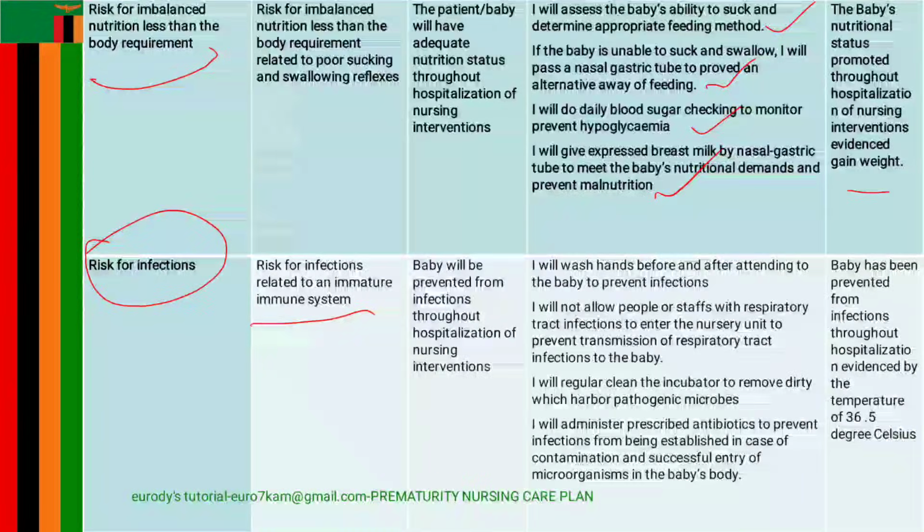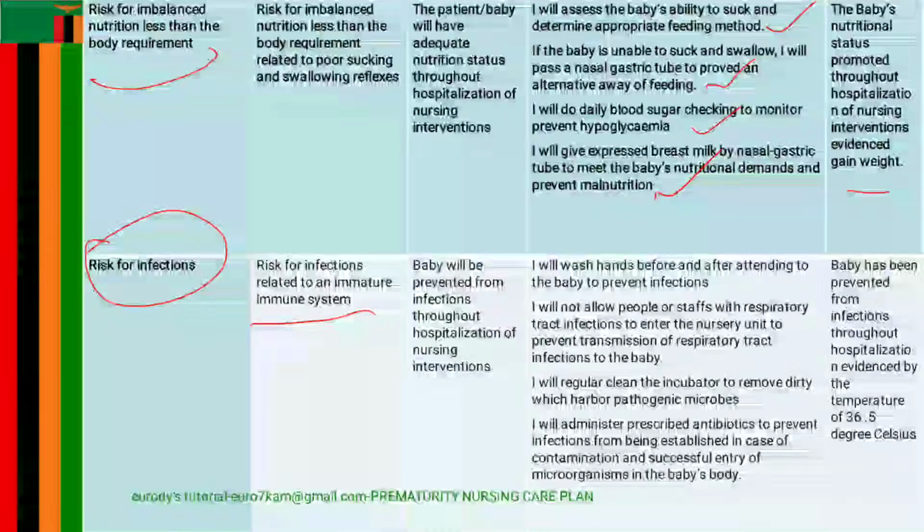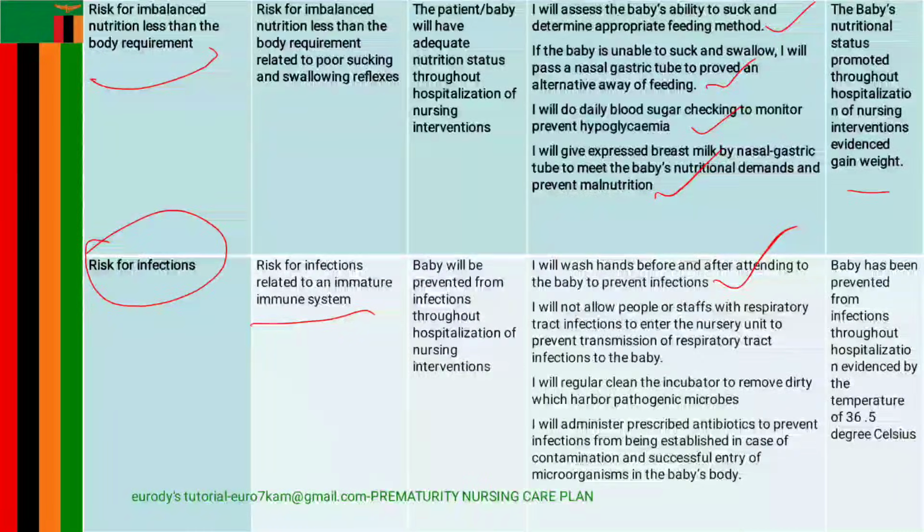In terms of the goal, you can say the baby will be prevented from infections throughout hospitalization. Then in terms of interventions that can be done, of course, washing hands before attending to the baby, minimizing visitations, also not allowing staff or people with respiratory infections to enter the nursery. This will help prevent transmission of infection.